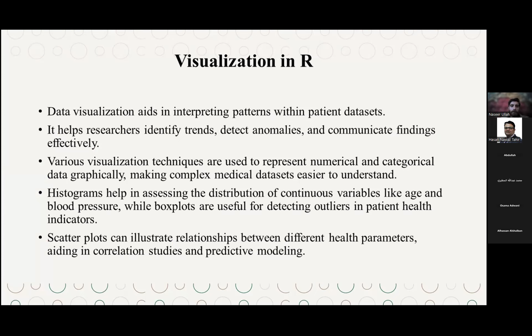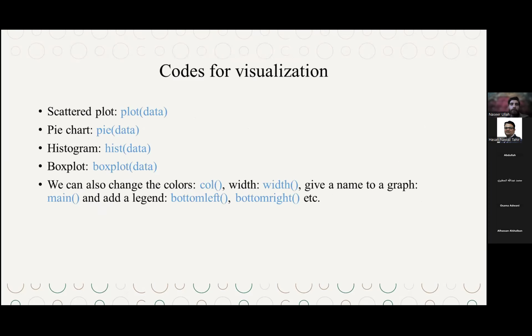Histograms help in assessing the distribution of continuous variables like age and blood pressure, while box plots are useful for detecting outliers in patient health indicators. Scatter plots can illustrate relationships between different health parameters, aiding in correlation studies and predictive modeling. Now these are the visualization codes. As you can see, we can visualize scatter plot, pie chart, histogram, and box plot with these codes.